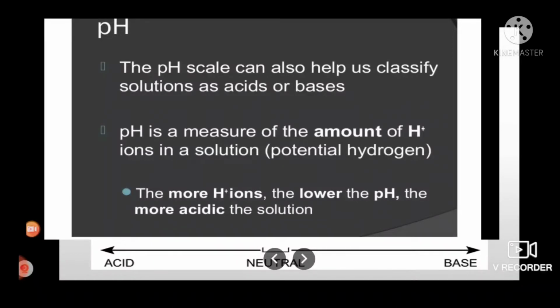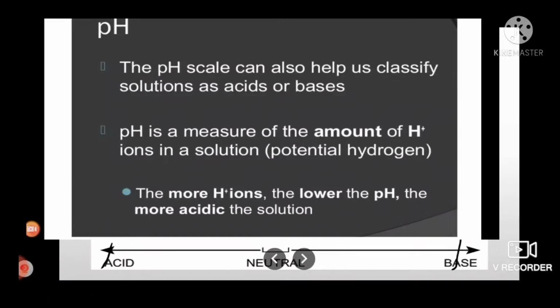pH is inversely proportional to hydrogen ion concentration. As the pH value increases, H+ ion concentration decreases. And as the pH value decreases, hydrogen ion concentration increases.